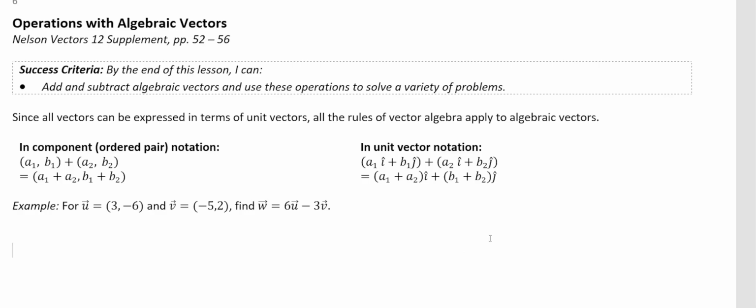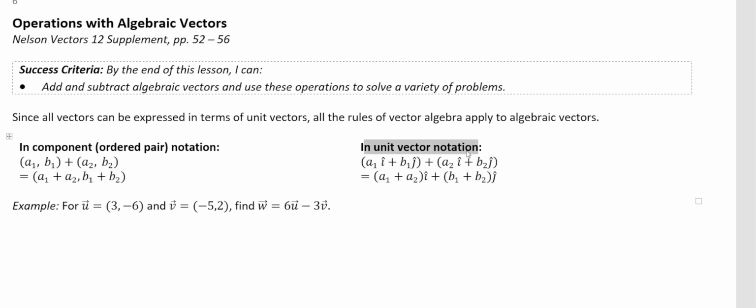In this video, we're going to look at operations with algebraic vectors. Since all vectors can be expressed in terms of unit vectors, all the rules of vector algebra apply to algebraic vectors. If we have ordered pair notation, and we have a1, b1 plus a2, b2, we just add the x components, and then we add the y components.